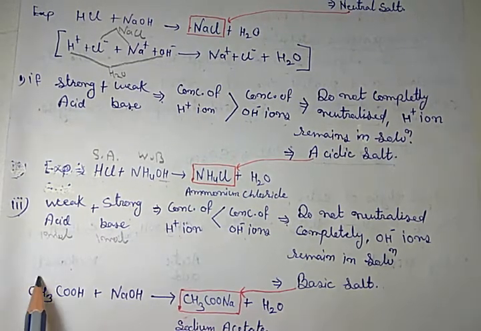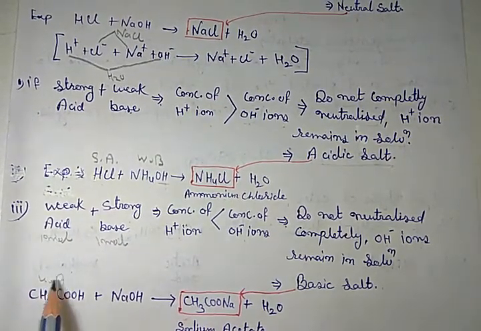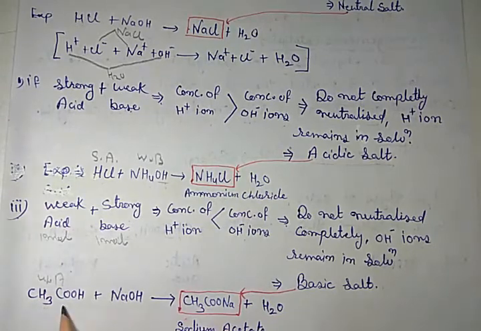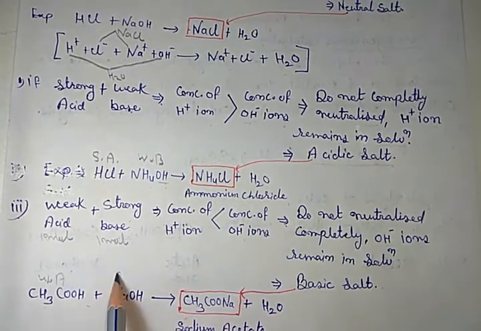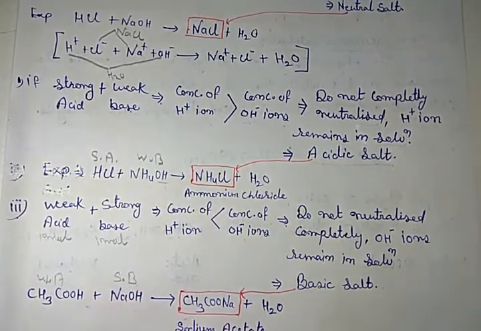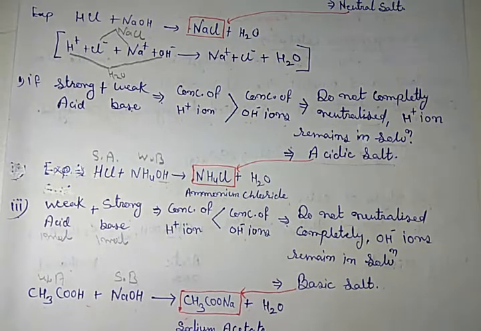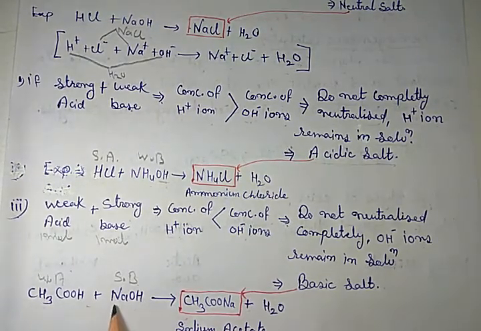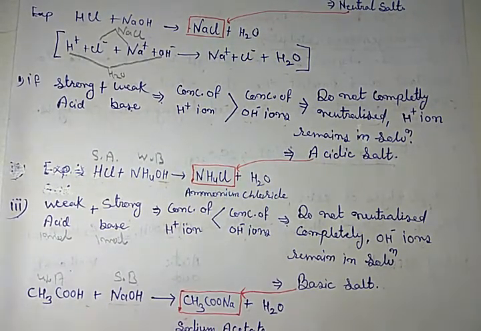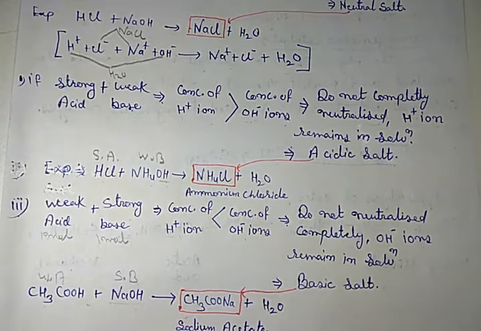For example, a weak acid CH3COOH, when reacting with the strong base NaOH, forms CH3COONa, that is sodium acetate. Because of the strong base nature, it will be basic in nature.